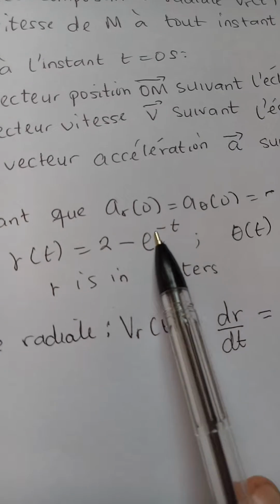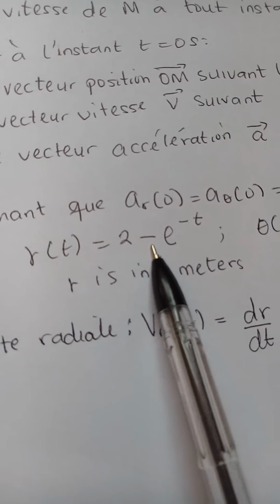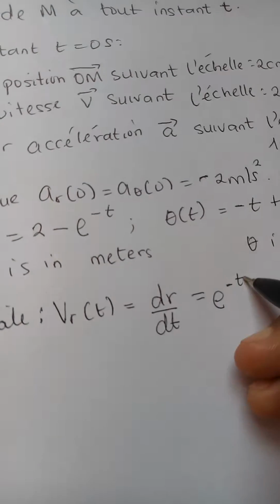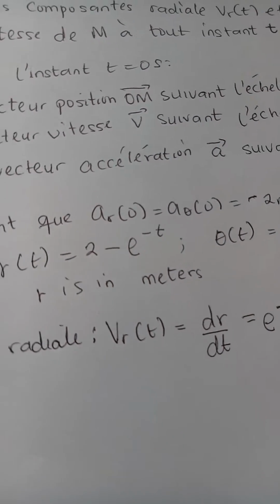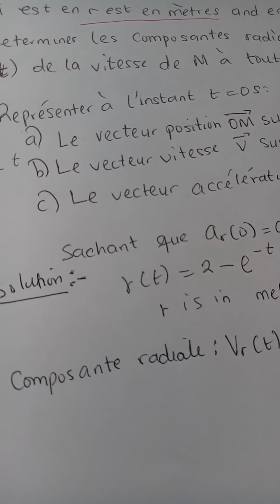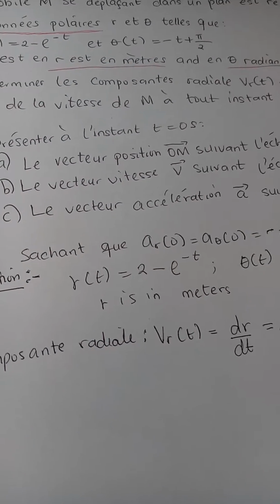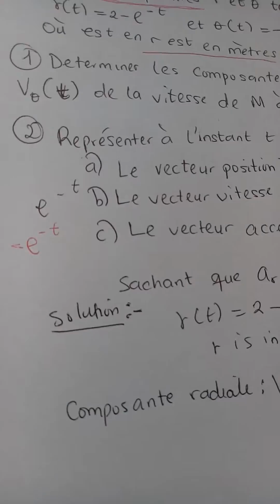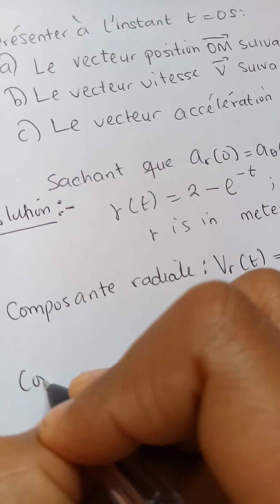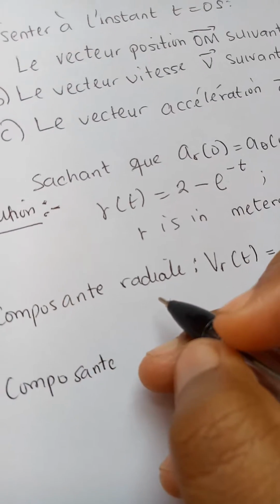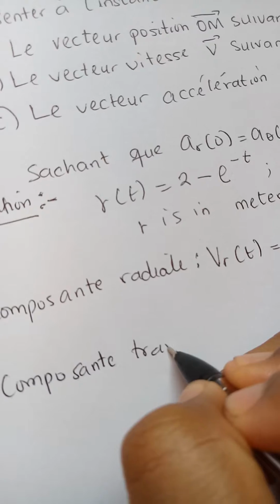So that's minus exponential minus t times this minus. So you're having plus exponential minus t. Then, yeah, that's all for the radial component. Yes, that's what you're thinking. Then the transverse component.